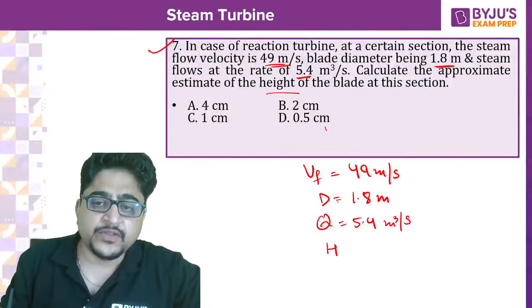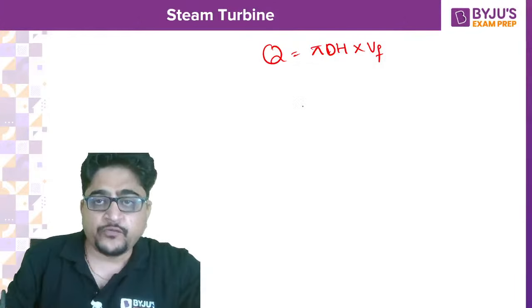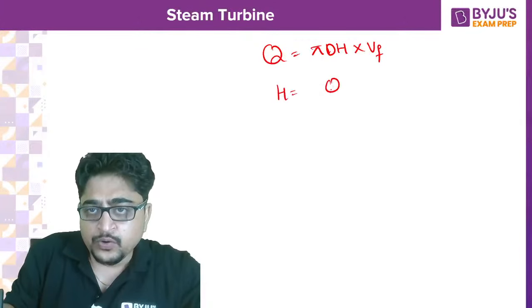Q is equal to, same thing you have to do. Q is equal to pi D H into Vf. What is the value of Q? It is coming as H value you have to find. H is equal to Q upon pi into D into velocity of flow.